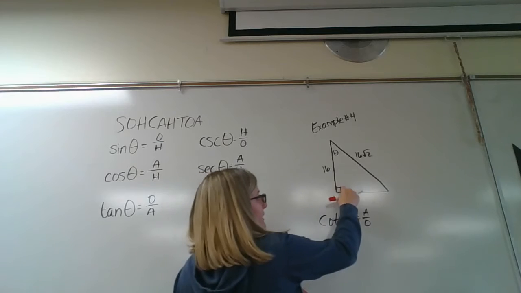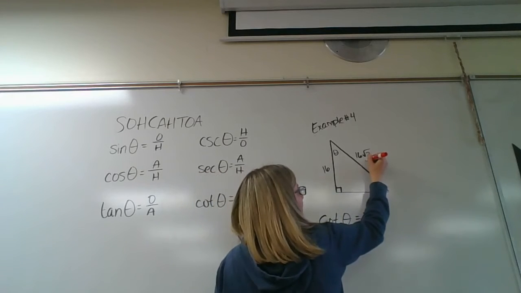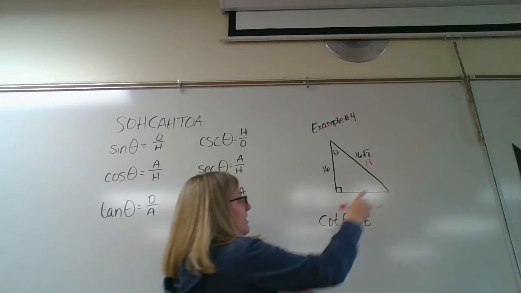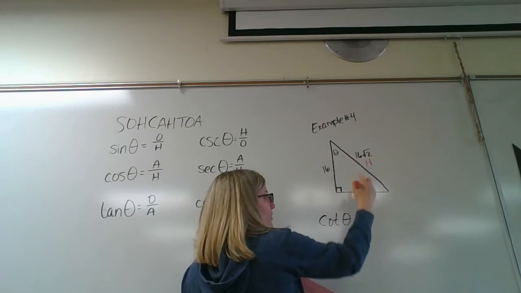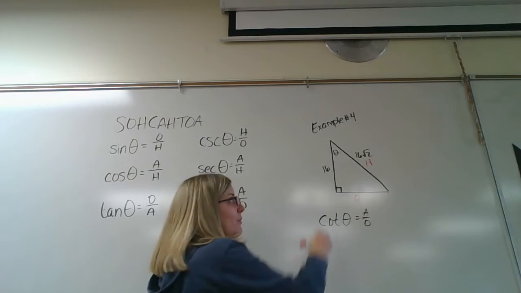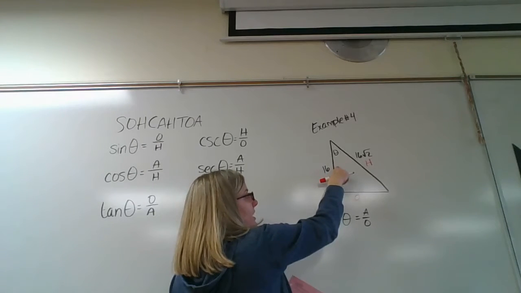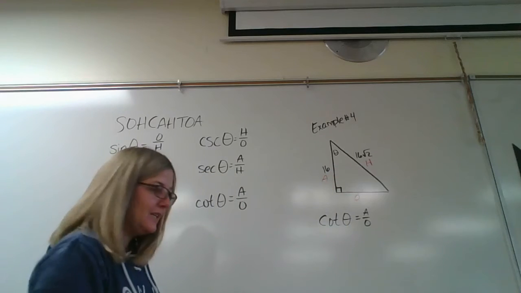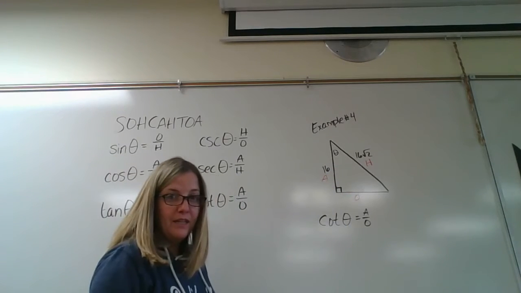Remember, straight across from the right angle is always the hypotenuse. So this is my hypotenuse. Straight across from theta, you got to find theta. Here he is. Straight across, that is the opposite side. The third remaining side, the one that is adjacent or next to theta, but not the hypotenuse, is the adjacent. I have my 3 sides labeled. Now all I have to do is fill it in.